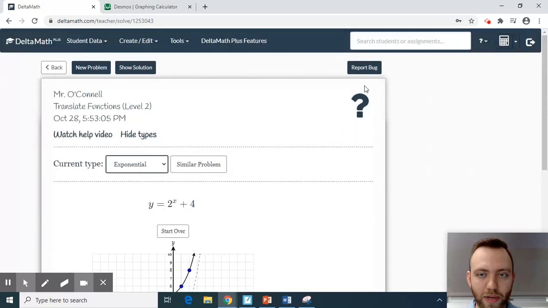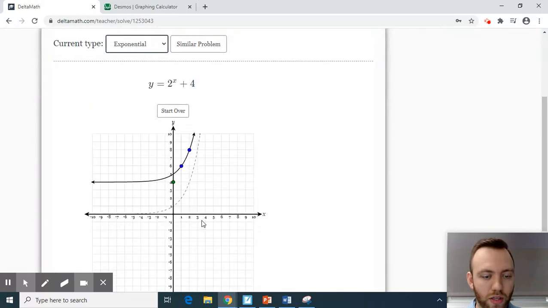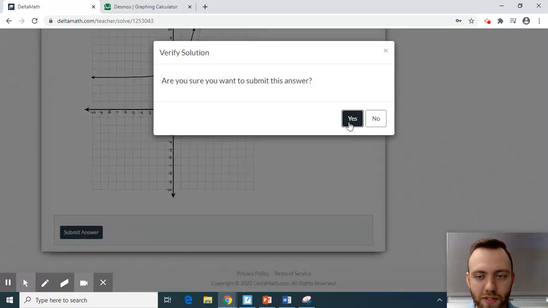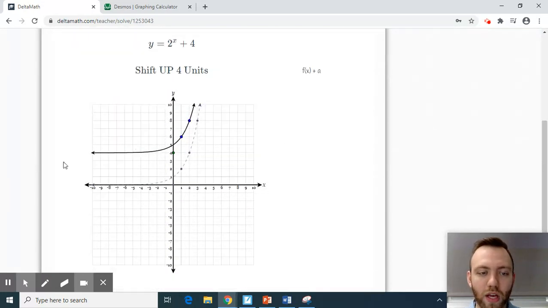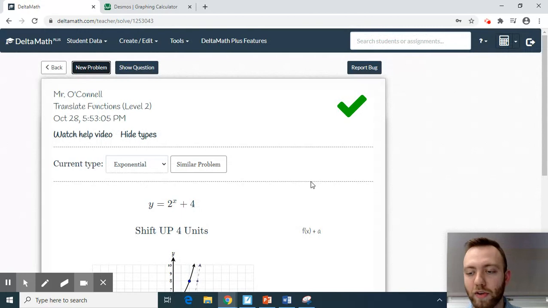Where's the submit button? Am I crazy? There's the submit button. I thought there was one up top too. Yep, and that's right. So we've just moved up 4.